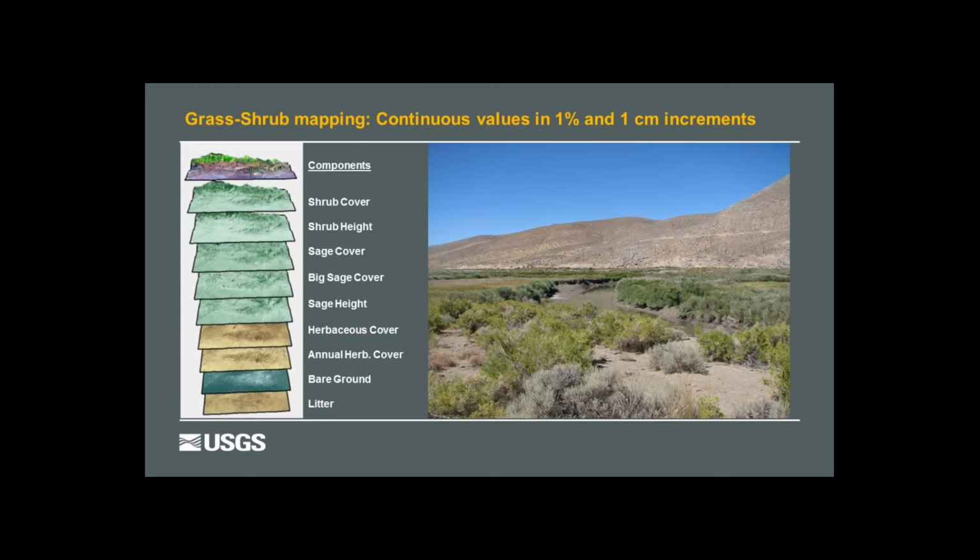The 9 components that they map are illustrated here: shrub cover, shrub height, all the way down to bare ground and litter. They produce all of these at 30 meter spatial resolution, and they are continuous values in either 1% or 1 centimeter increments. You can take, for example, the herbaceous cover, subtract out the annual cover, and get perennial herbaceous cover. So essentially, they're really offering up at least 10 components.